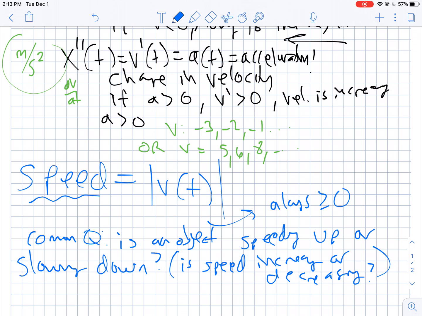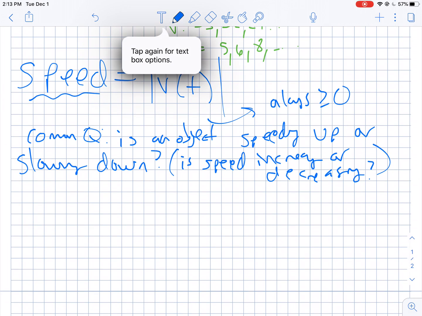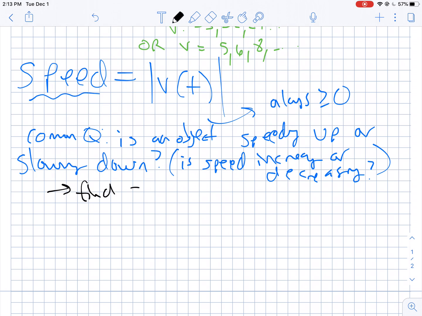That's what this kind of question is asking. All right, now here are the tips for how you're going to solve this. Basically, what you're going to do is find the sign, positive or negative, of the velocity and the acceleration.